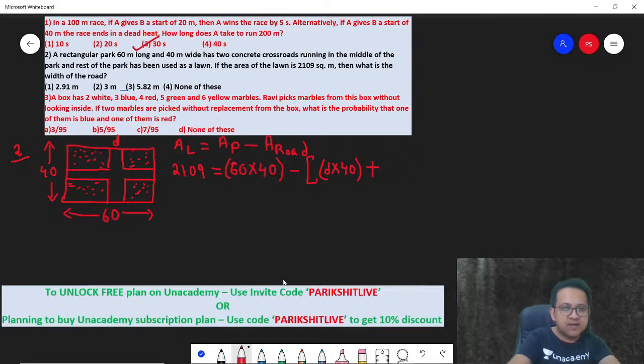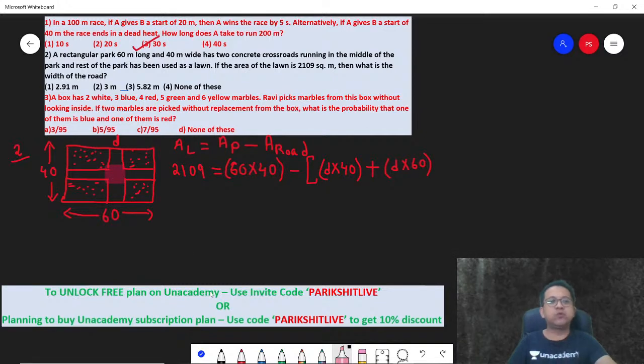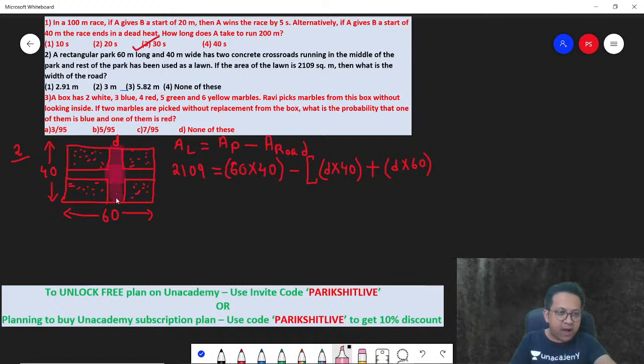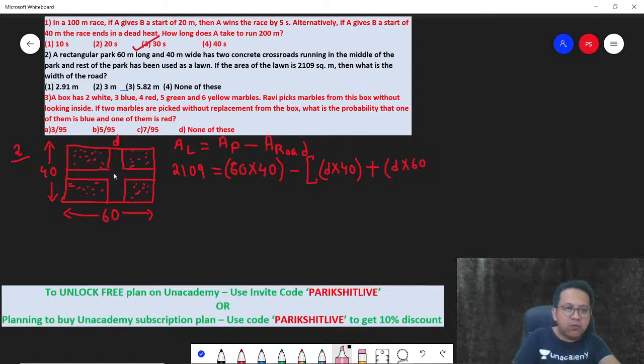I'm just rubbing this. Where is the problem? The problem is one specific portion you have counted twice. This portion which I have highlighted, you have counted two times. Initially, you counted it in D into 40, when you were counting this part, you counted the middle part. Similarly, when you were counting this entire thing, you again counted the middle part. So the middle part has been counted twice, hence it has to be subtracted one time, right? Because you have added it two times.